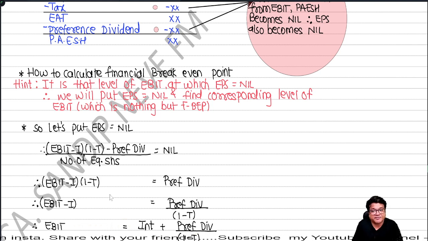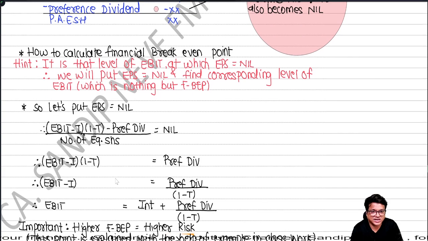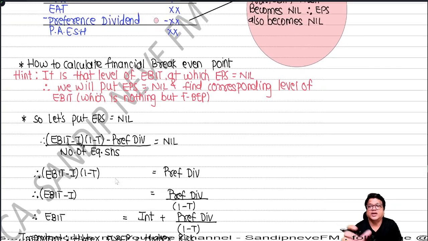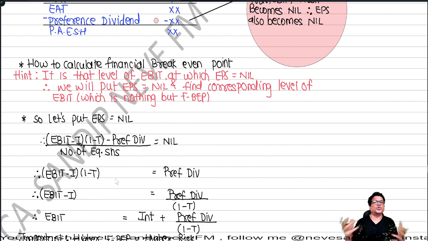And remember, a higher FBEP means higher risk. Correct? We have discussed this in a classwork. That simply completes the concepts of this chapter. That is the only concepts.